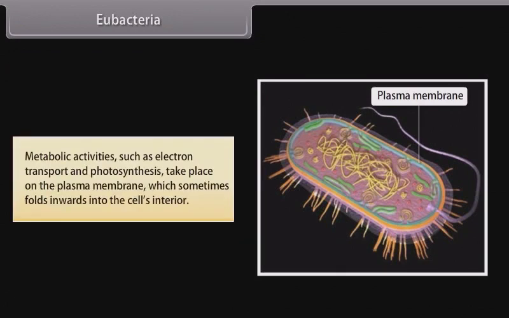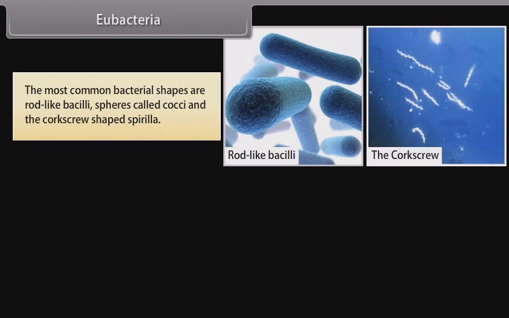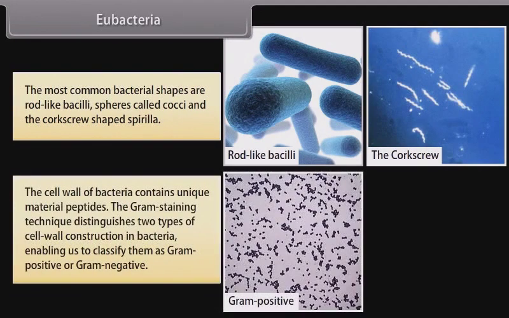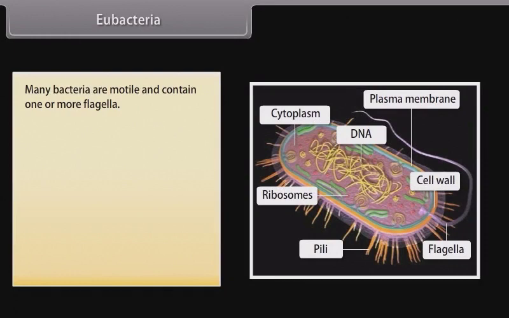Metabolic activities such as electron transport and photosynthesis take place on the plasma membrane, which sometimes folds inwards into the cell's interior. The most common bacterial shapes are rod-like bacilli, spheres called cocci, and the corkscrew-shaped spirilla. The cell wall of bacteria contains unique material, peptidoglycan. The Gram staining technique distinguishes two types of cell wall construction in bacteria, enabling us to classify them as Gram-positive or Gram-negative. Many bacteria are motile and contain one or more flagella.